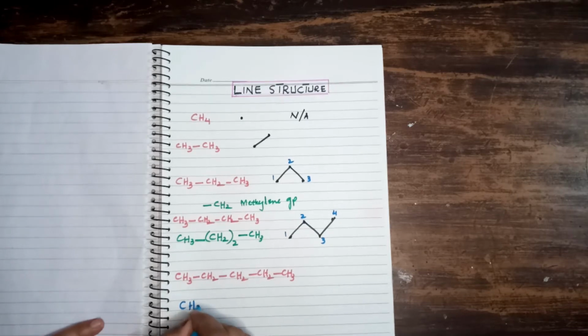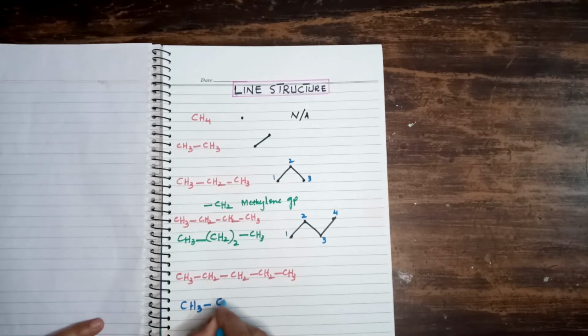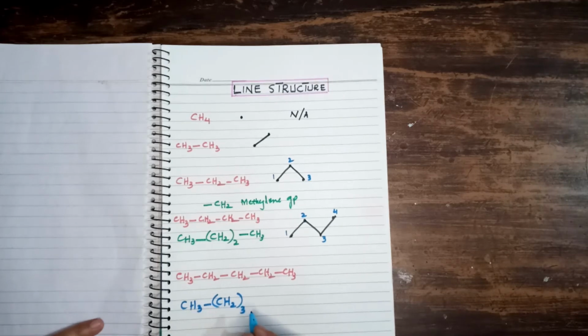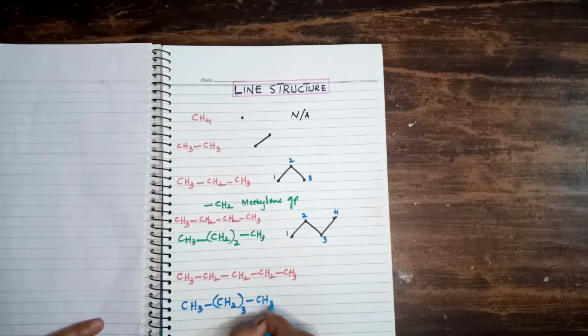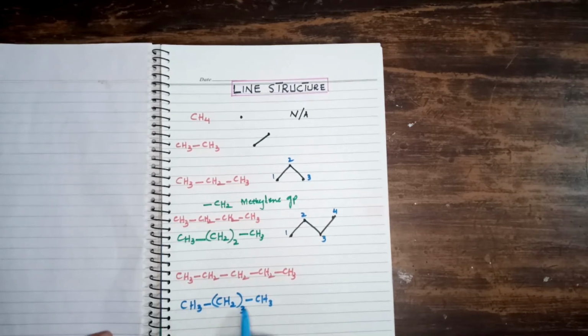CH3. Now count the methylene groups: 1, 2, 3. Since there are 3 methylene groups, we write 3, and then at the end we have a methyl group. Now count the number of carbon atoms: 1, 2, 3, 4, 5. So this is the condensed structure of pentane.